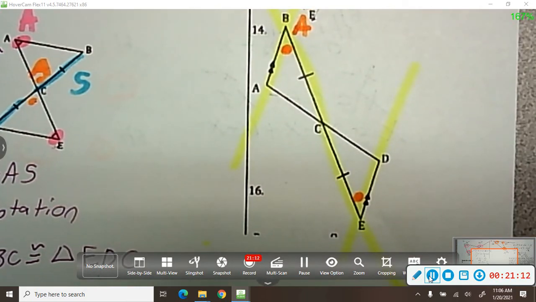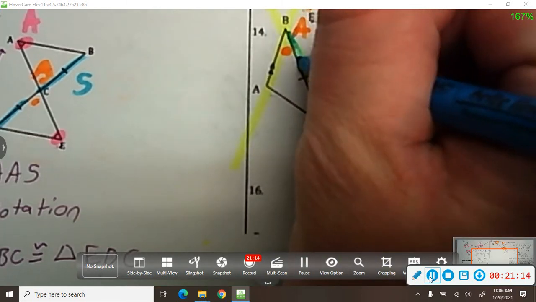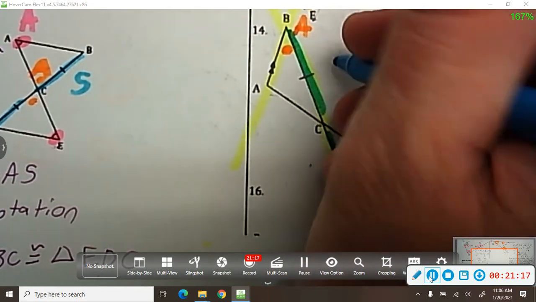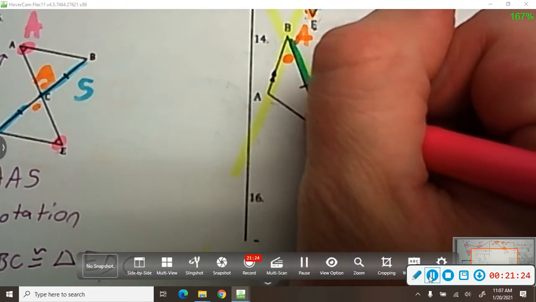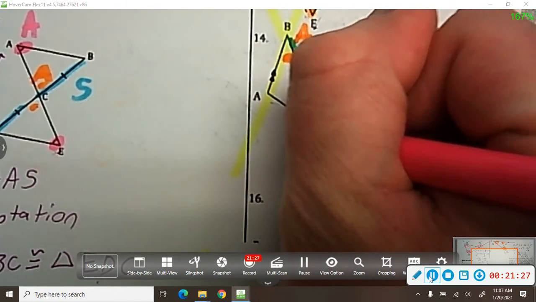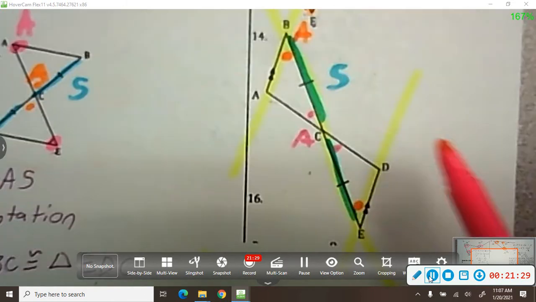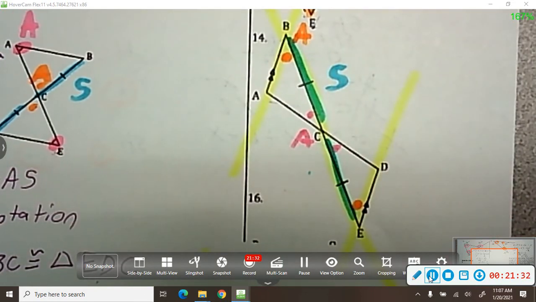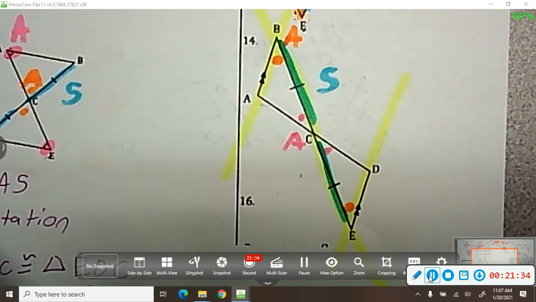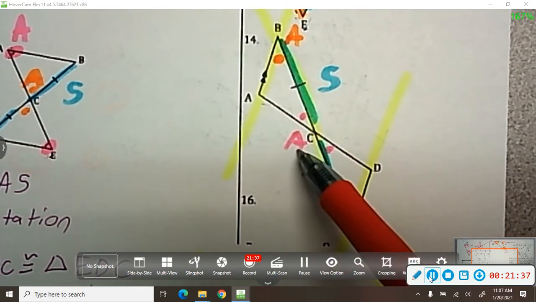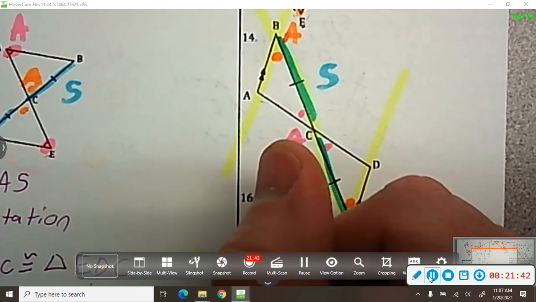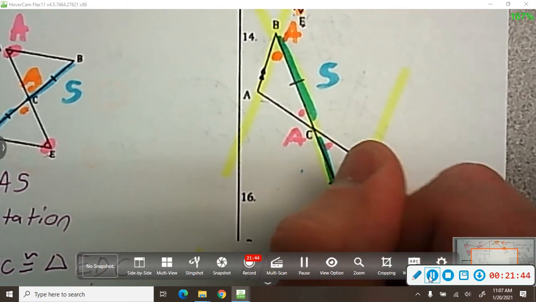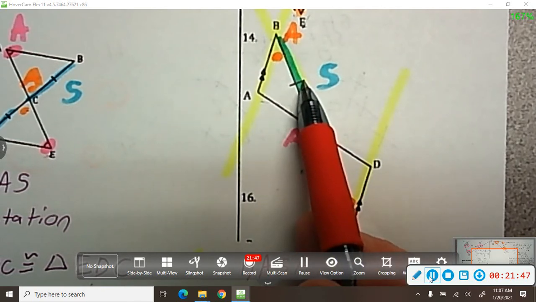I also have S, because I know this is congruent. And then, because of vertical angles, I know that this is congruent to this. So we know it's going to have an A and an S and an A. The order does matter. Just try not to go the long way. You wouldn't call this AAS, because that would be the long way. You'd call it ASA. ASA is when the side is between the two angles.